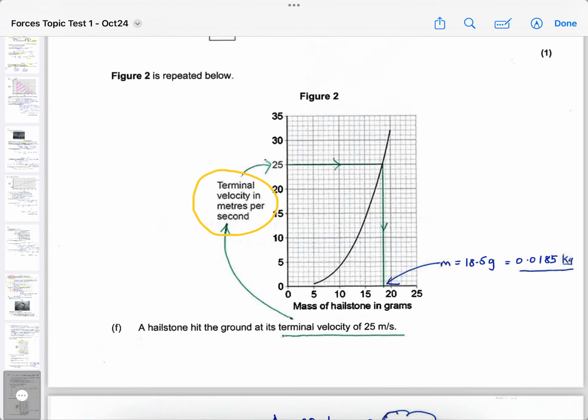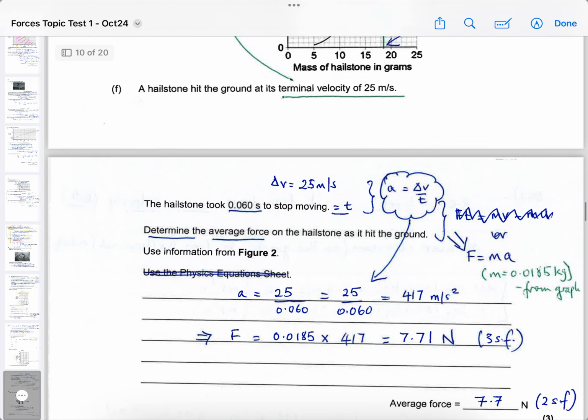And it says a hailstone hit the ground with that terminal velocity. And the hailstone took 0.060 seconds to stop moving. So we know from the graph that it was 25 meters per second. They told us, and they want us to determine the average force.